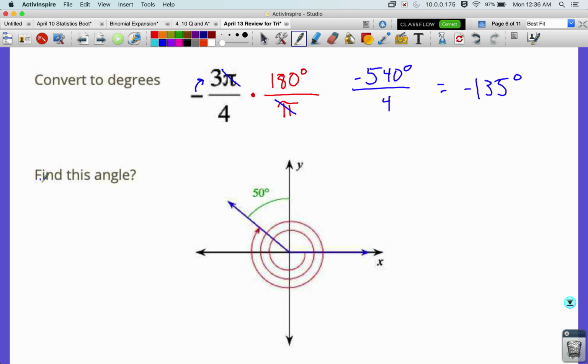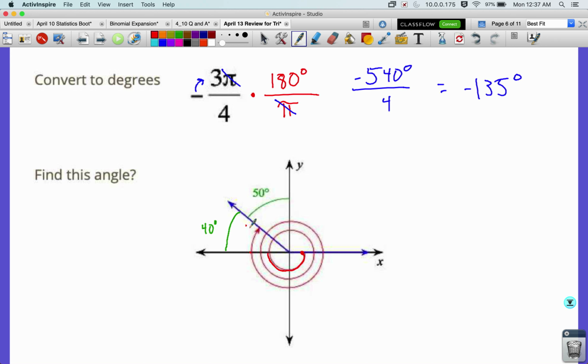All right, find this angle. Well, these are always a little bit tricky when the reference angle is given from the y-axis. So just to make my life easier, I'm going to fill in this 40 degrees over here from the x-axis. Now I'm going to retrace my spiral, counting by 180s until I get to this point right here. So here's where the spiral starts.